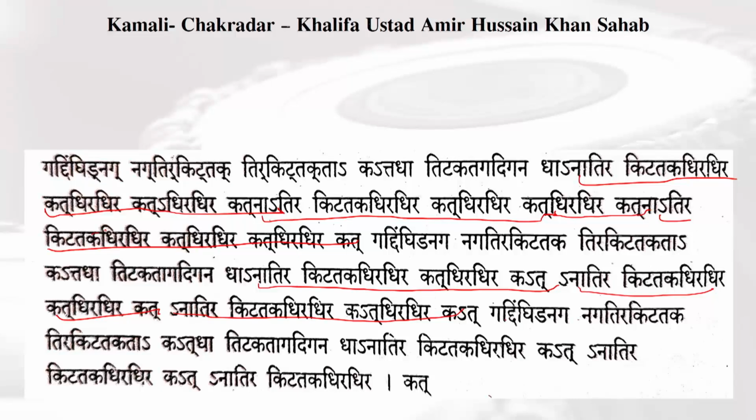Then in the third cycle we will have gadi girdan na tir kirtak ta ka ta tir kirtak da na tir kirtak dhir dhir kat, and na tir kirtak dhir dhir kat, and na tir kirtak dhir dhir kat. So three dhir dhir kat, two dhir dhir kat, and one dhir dhir kat. So it's unique in itself. That's why this composition is called a Kamali Chakradhar.